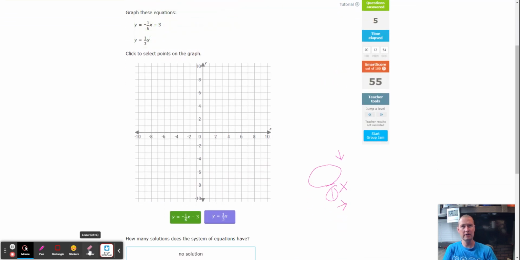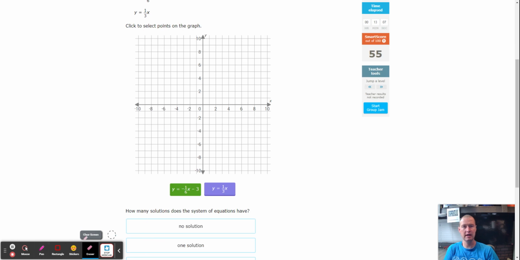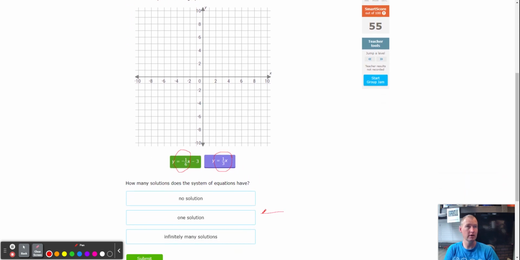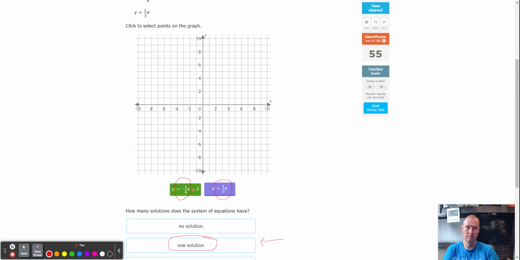All right, now on this one here, clear the board. Okay, take a look at this one here. Let's take a look at what the answer could be before graphing it once again. Based upon the slopes, -1 over 6 and 1 over 3, the slopes are different. Remember, when the slopes are different, we're going to have a one solution answer. Again, different slopes, always one solution, because they're both simplified. Check and make sure they're simplified too.